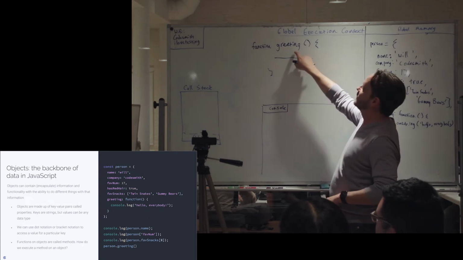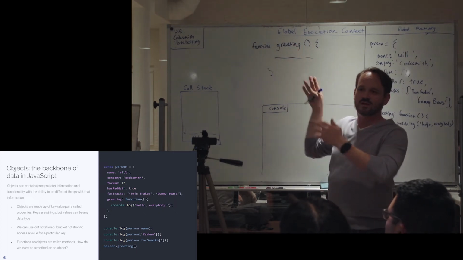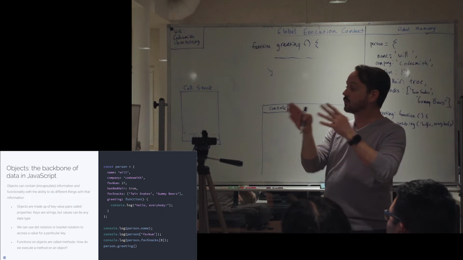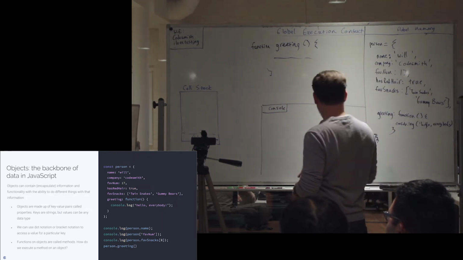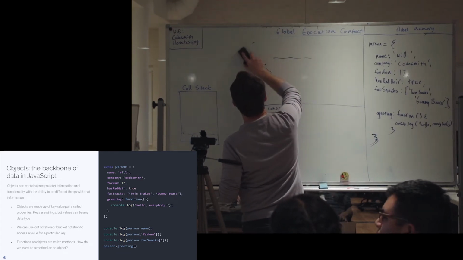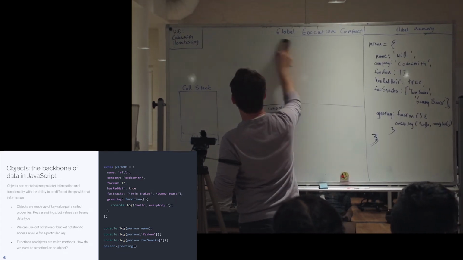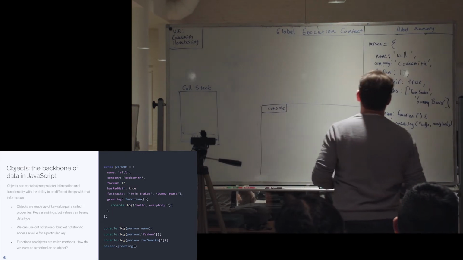So instead of saying function greeting and declaring this function, we're giving a key and we're saying greeting is equal to this function. So it's the exact same thing that we're doing, but inside of this object, we name it differently, right?